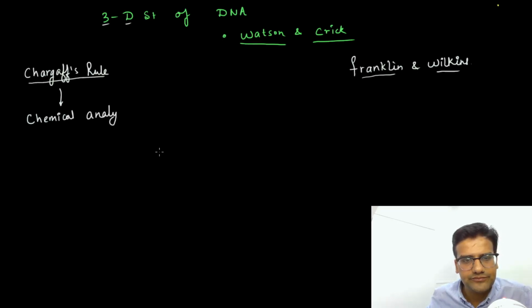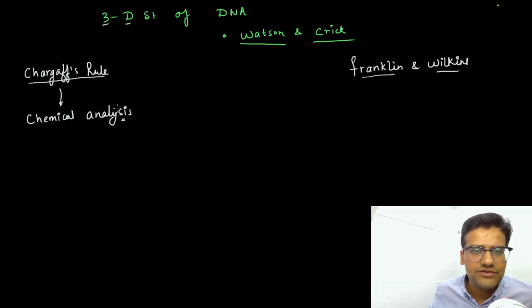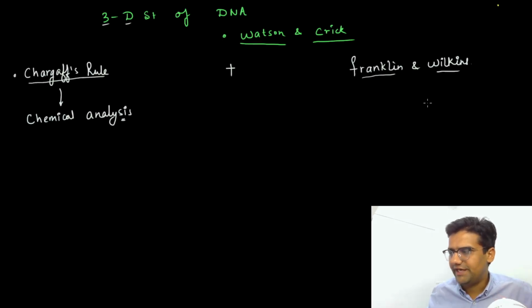So this is the basis of the three-dimensional structure, how the three-dimensional structure of Watson and Crick arises. It arises from Chargaff's rule plus Franklin and Wilkins' structure. So we will study Chargaff's rule and Franklin and Wilkins' structure of DNA.